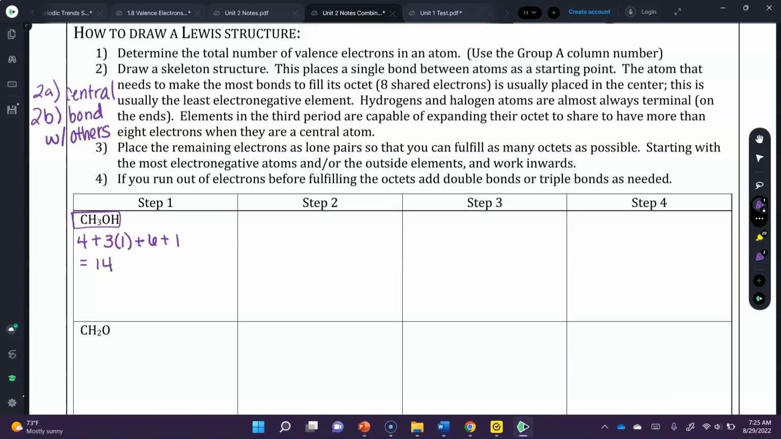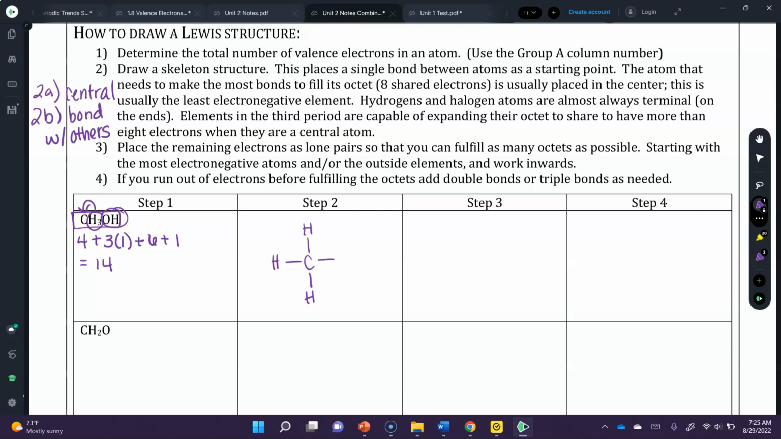So now I can go to step 2, and my step 2A was to determine who is central, and that is carbon, because it forms 4 bonds, or needs 4 valence electrons to have a complete octet. Then I need to form bonds with others. We have more than 4 atoms, so I'm going to assume that carbon will form all of its bonds. And we have 3 hydrogens that are right next to the carbon. So these 3 hydrogens go right here.